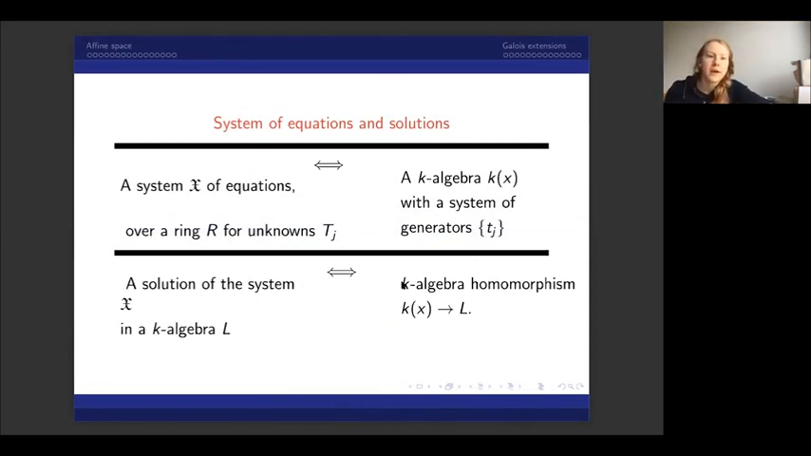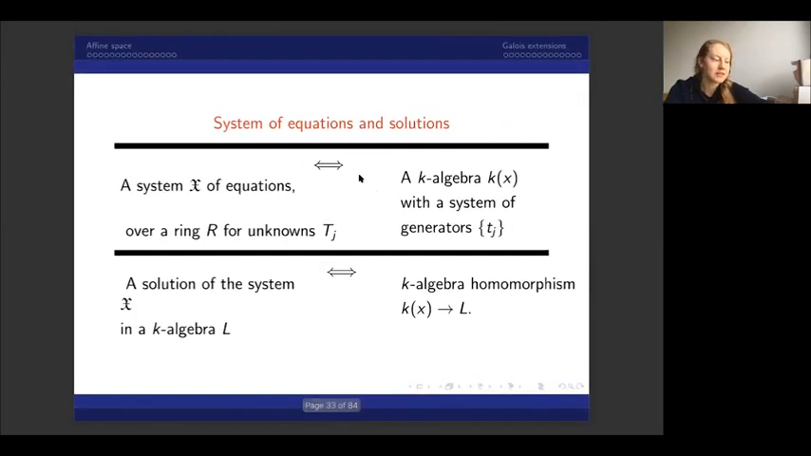Okay, so to summarize this, we have a system of equations over a ring R for some unknowns, and you have its analog in a different language as a K-algebra with a system of generators. Reciprocally, you have a solution of the system in some K-algebra L, and the analog is a K-algebra homomorphism going from Kx into L. Okay, and so this is the nice dictionary we have established for this system of equations.